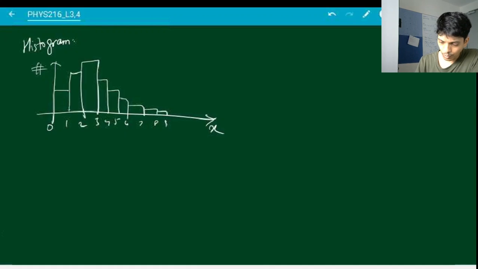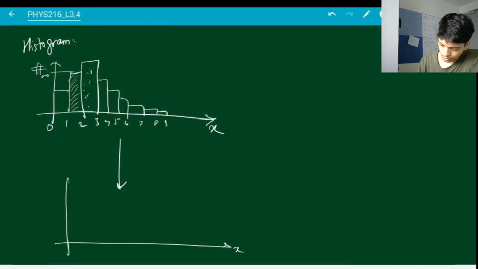So if I ask you how many things are there between 1 and 2, then basically you will read off the bar over here. Suppose this was 20. So you will say 20 times you're getting a data point between 1 and 2. 25 times you're getting a data point between 2 and 3, and so on. Now, what happens when these numbers are very large? Right now it's just 20, 30. But if your statistics are very large, then you can approximate this to be a continuous function.